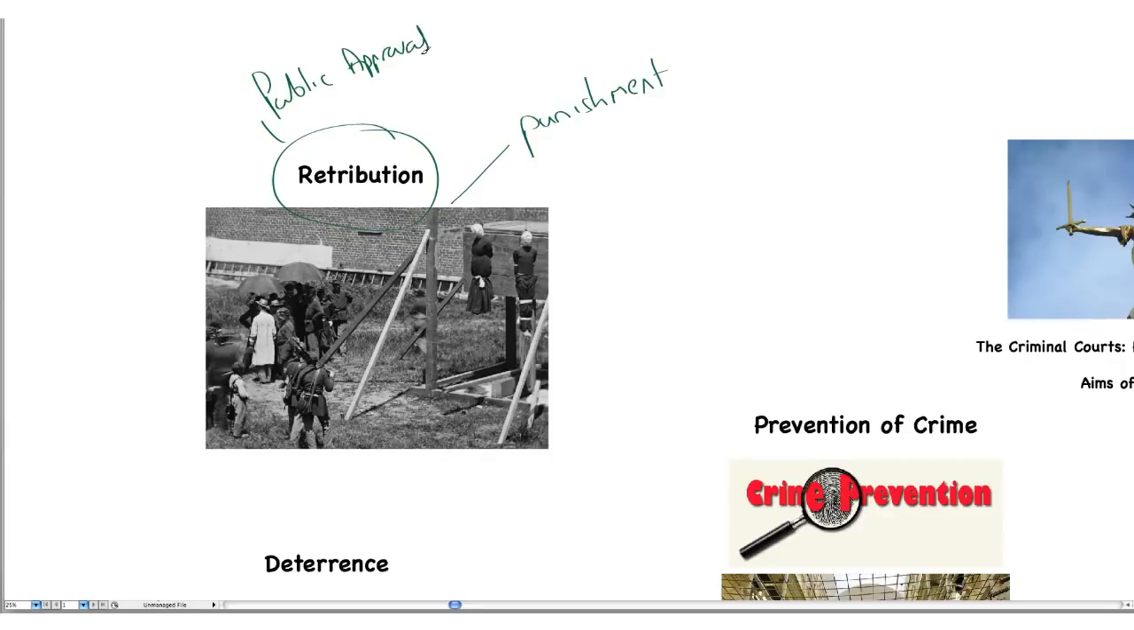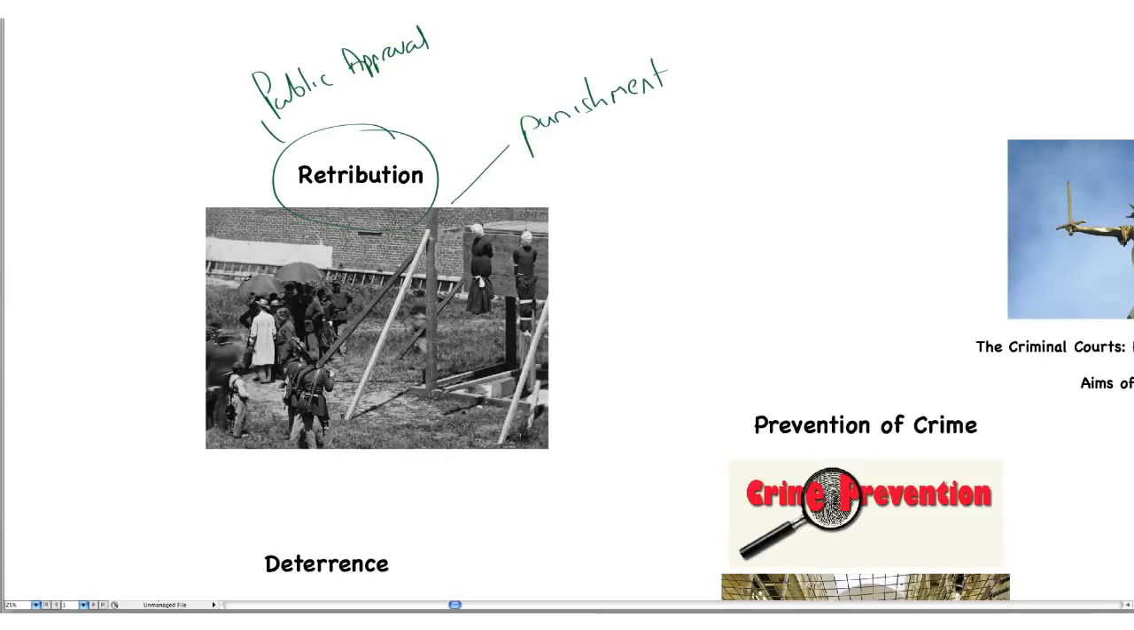The public like criminals to be punished. It's publicly accepted, and most governments generally tend to put retribution high on their sentencing legislative mandate. And they do so because they know members of the public like it.